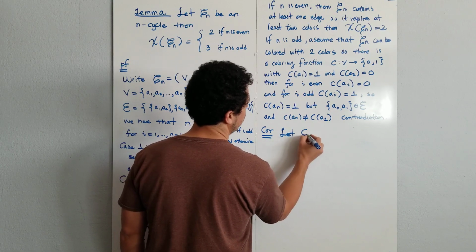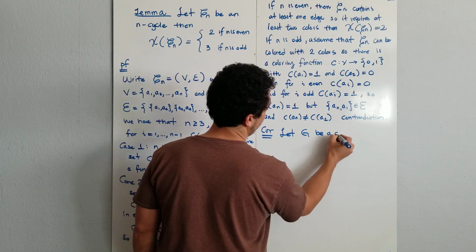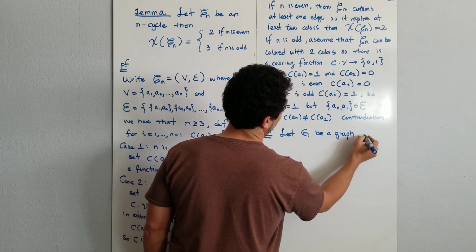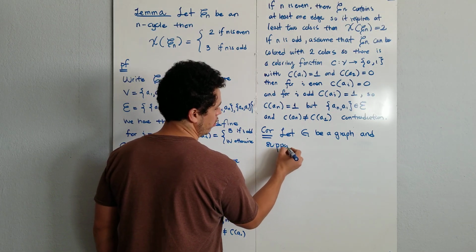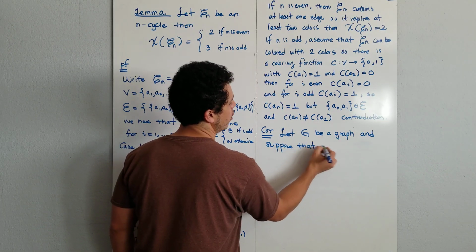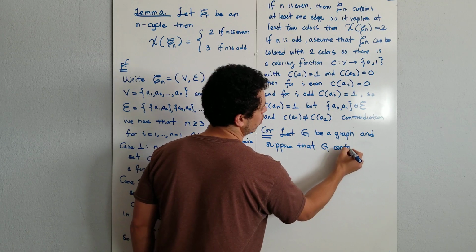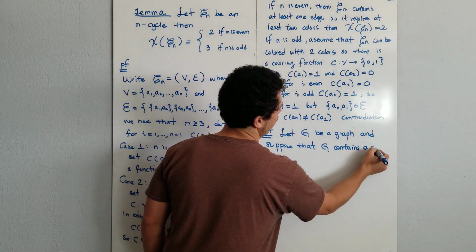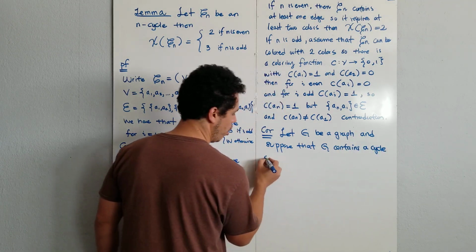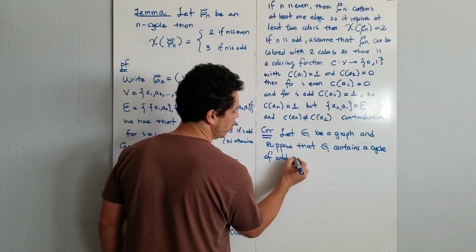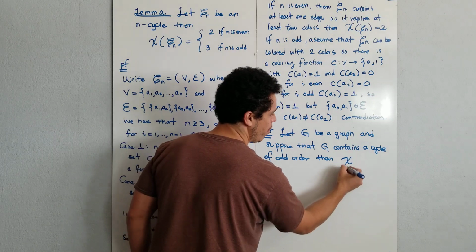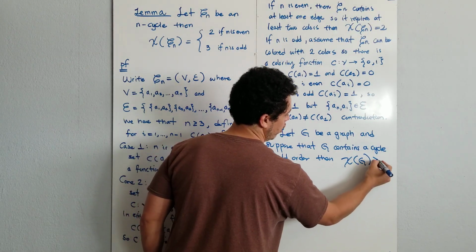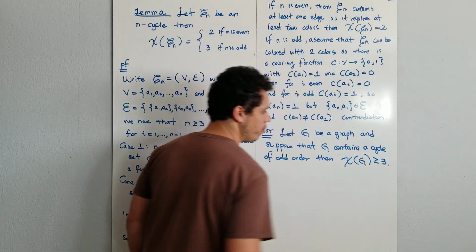Let G be a graph, and suppose that G contains a cycle of odd order. Then the chromatic number of G is greater or equal than 3.